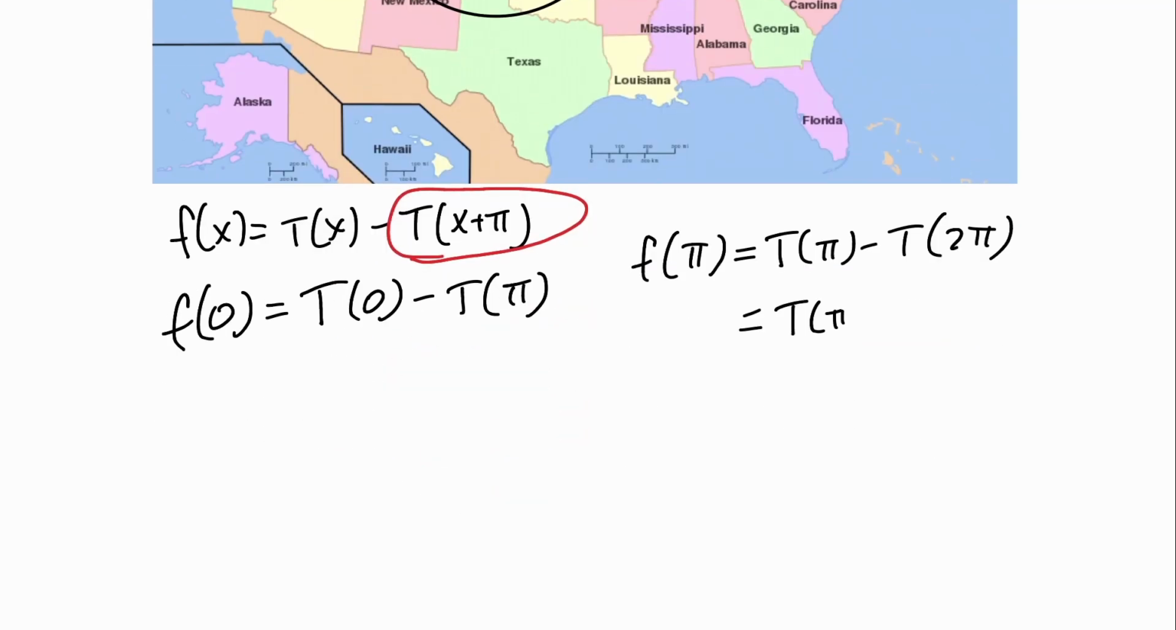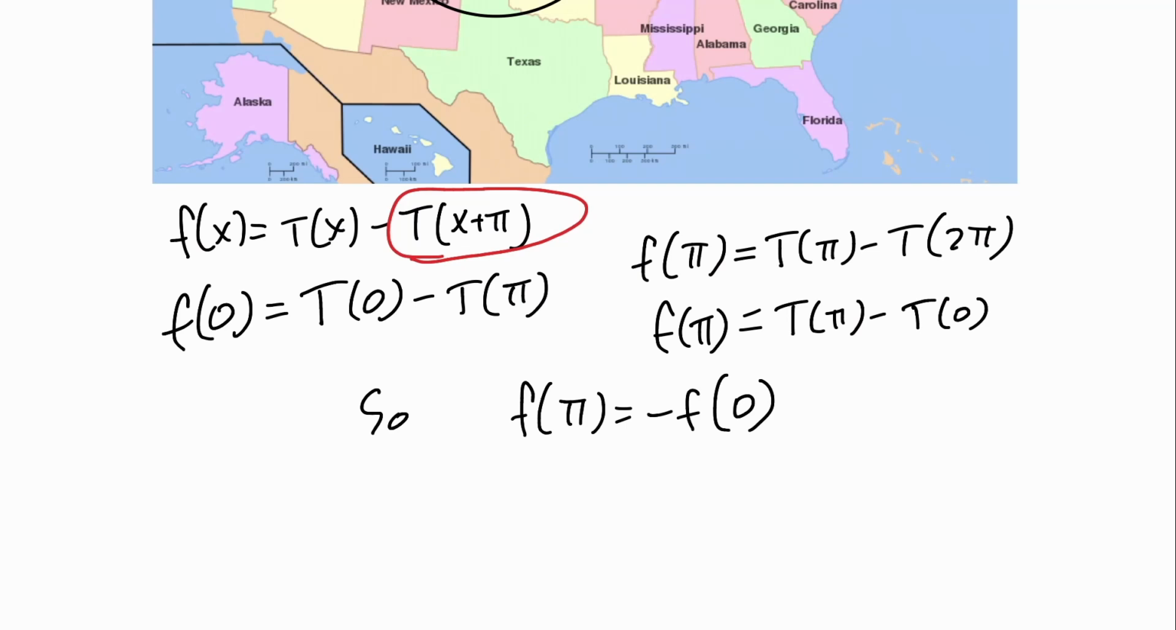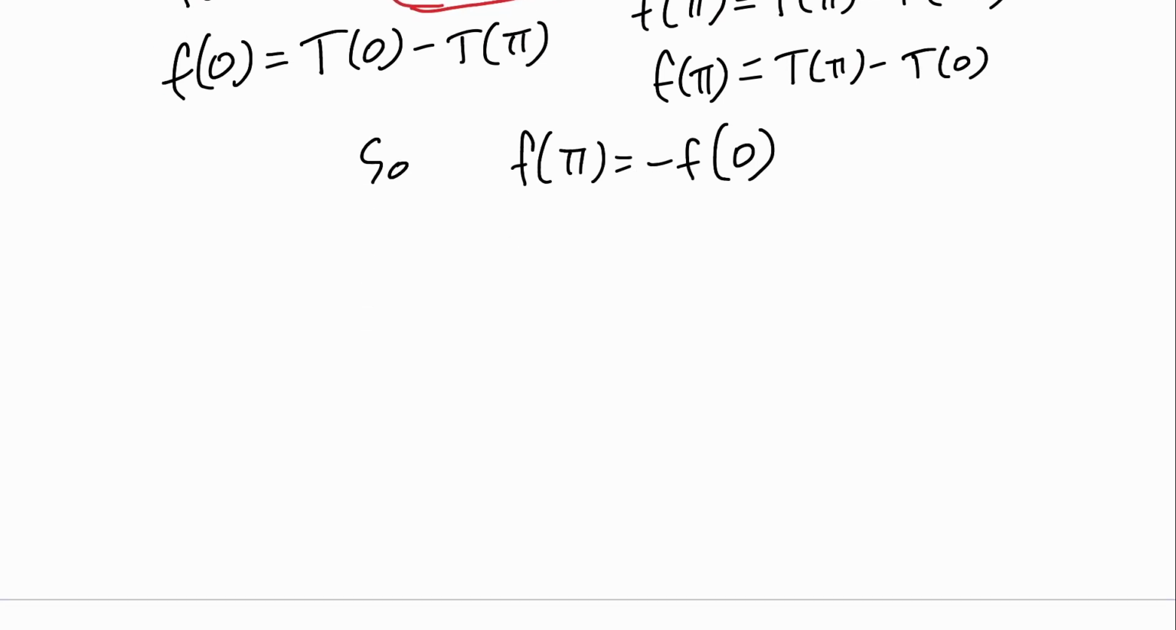So f of pi is T of pi minus T of 0, which is notably the negative of f of 0. Right? T of 0 minus T of pi is the same as negative T of pi minus T of 0. Okay, but what do we do with that? Well, there are three possibilities that we can be working with.